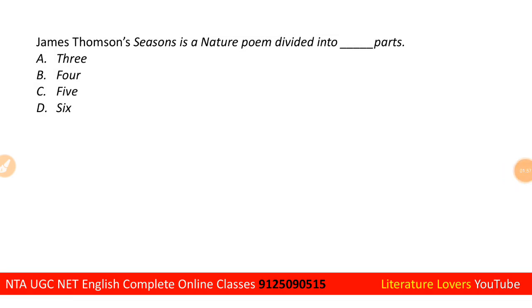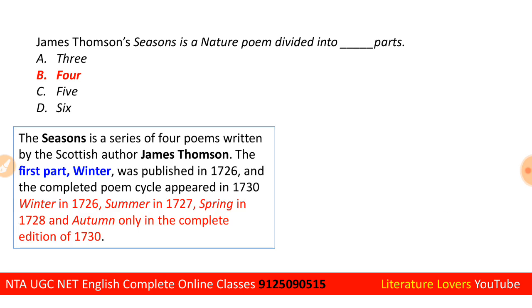Now I'm going to show you the correct answer on your screen. So learners, here is the correct answer you can see. James Thomson has written a wonderful work named The Seasons. Learners, as you can see, in each year there are 4 seasons: winter, summer, spring and autumn. In the same way, James Thomson has divided his work into 4 parts. How many parts, learners? Into 4 parts: winter, then summer, then spring, and then autumn.